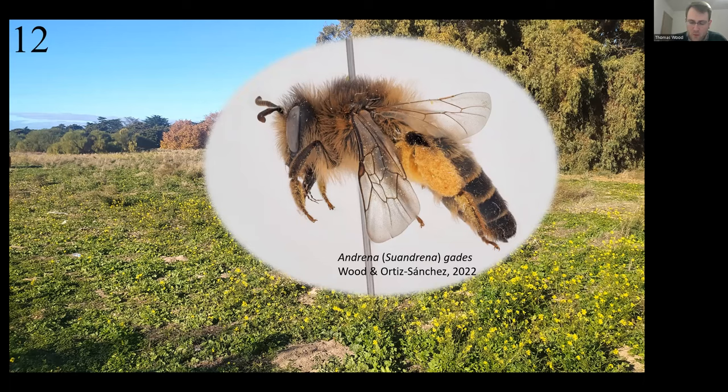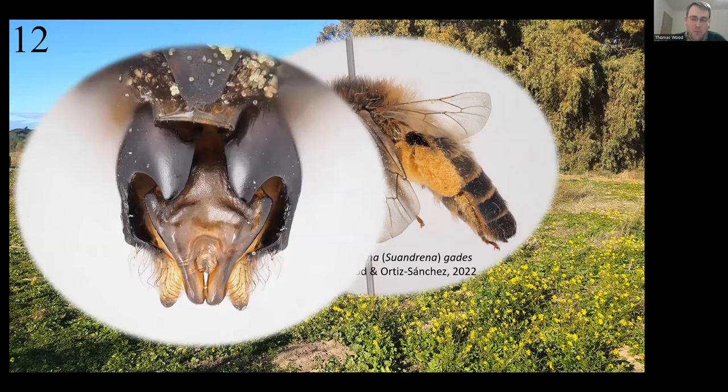However, when you observe the genital capsule, this is radically different from any of the Iberian species of Suandrina. And so it's not doing anything special, it's just another Suandrina that's specialized on brassicaceae, but it's flying in December. It's colonized an unusual time of the year. And currently this species is only known from around the area of Cadiz. So very, very geographically localized.